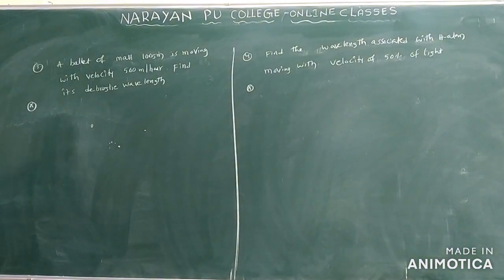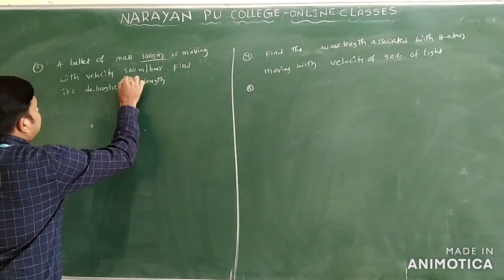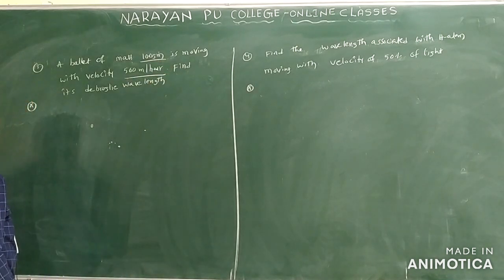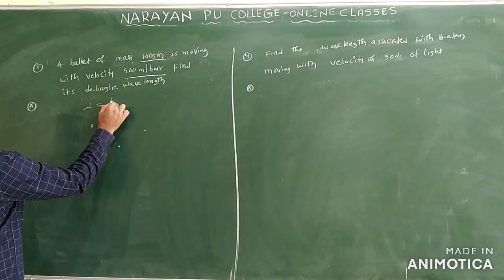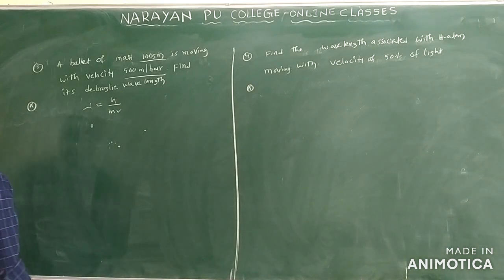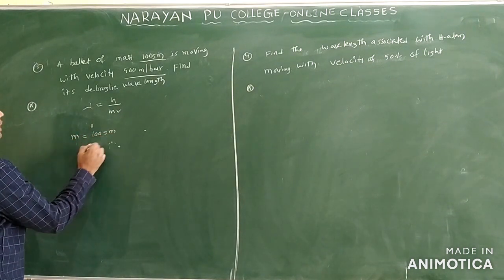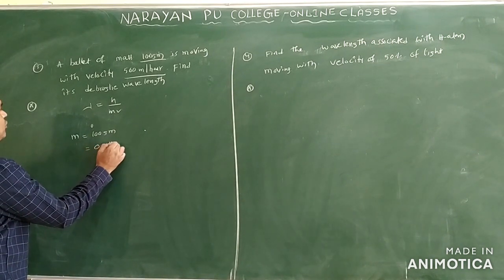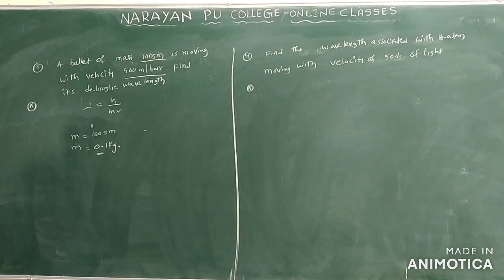See the next question we have: a bullet of mass 100 grams is moving with a velocity 500 meter per hour. Find its de Broglie wavelength. De Broglie wavelength means you can use the formula lambda is equal to h by mv. So here mass is given, 100 grams. You can convert them into kilograms. How much will you get? 0.1 kg only.